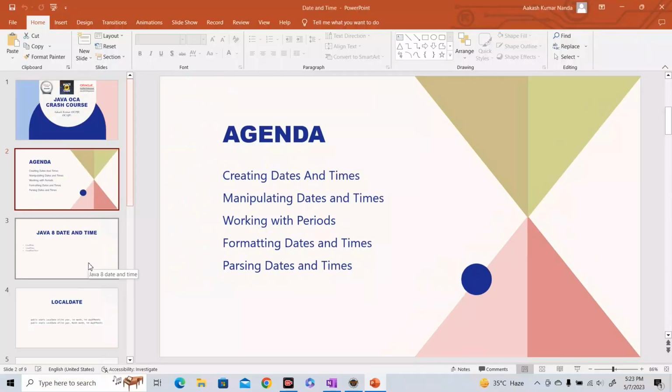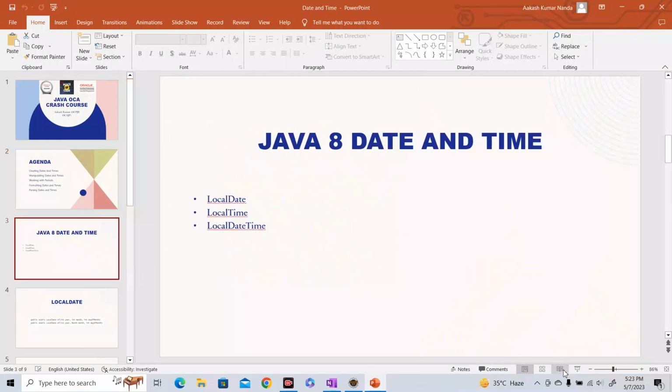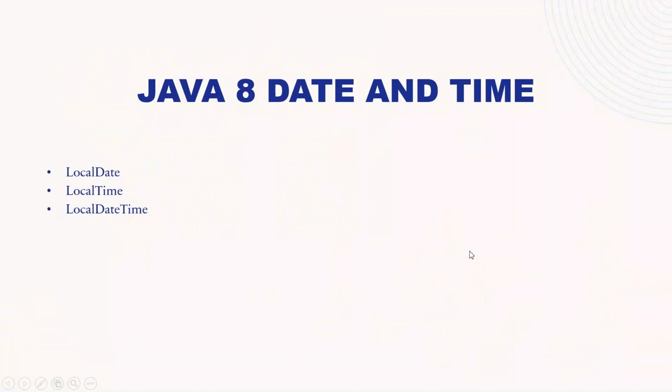Now let us talk about creating date and times. When we talk about date and time in Java, there are three main classes you're going to deal with in the date and time API. The first one is LocalDate. LocalDate contains just a date, so no time and no time zone. A good example is a birthday or any kind of date.